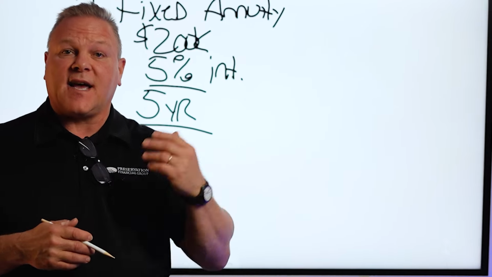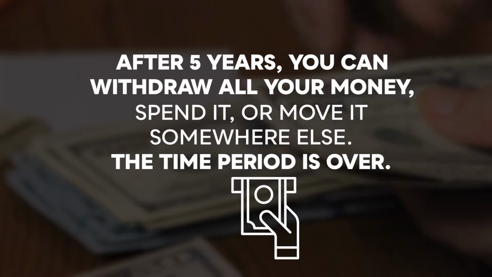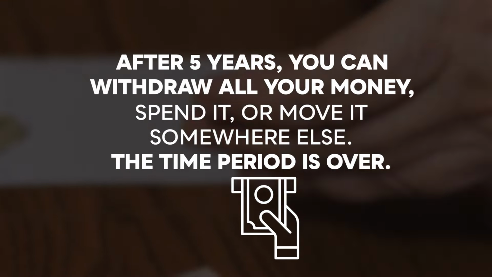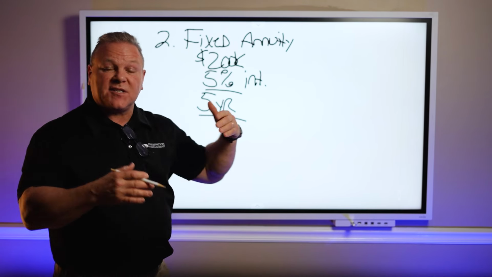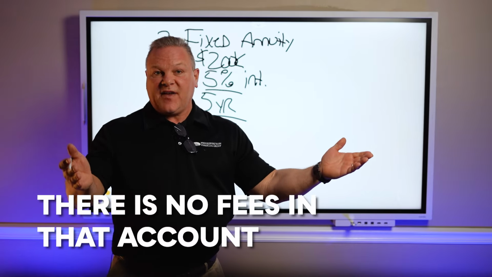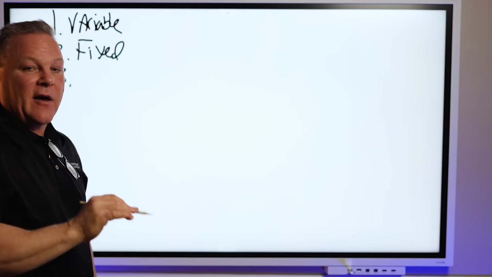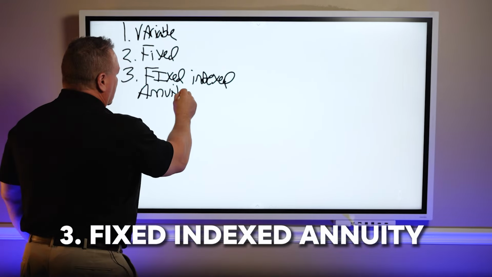After the first year, you could take out the interest. And after 5 years, whatever the account grew to, you could withdraw all your money, take it out, spend it, or move it somewhere else. The time period is over. In this type of account, and this is just for an example only, paying 5%, there are no fees in that account. It is just a time commitment account. Let's cover our third type of annuity. We've covered the variable annuity, we've covered the fixed annuity, and now let's cover number 3, the fixed indexed annuity, okay?